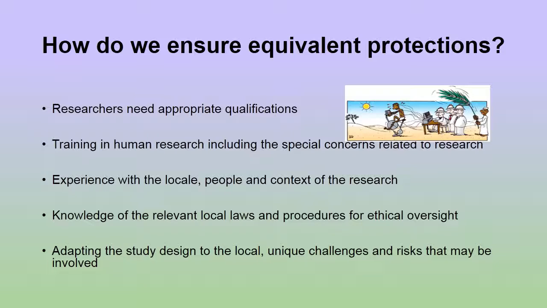So, how do we ensure equivalent protection of participants in international research? The general guidelines include expectations that researchers have appropriate qualifications to conduct research, that they have training in research with humans, and specifically with respect to conduct of research internationally, that they have experience with the locale, people and context of the research, that they have knowledge of the relevant local laws and procedures so as to meet requirements for local ethical oversight. And finally, that they consider all the relevant factors to adapt study designs accordingly.